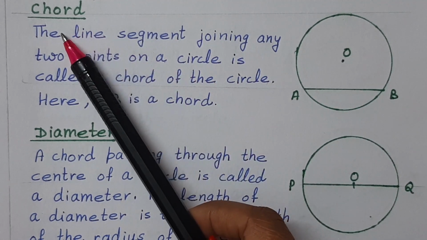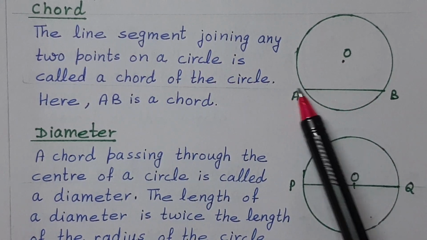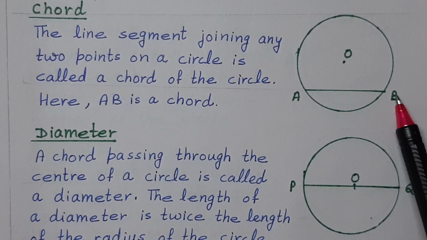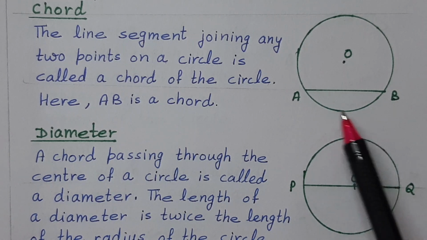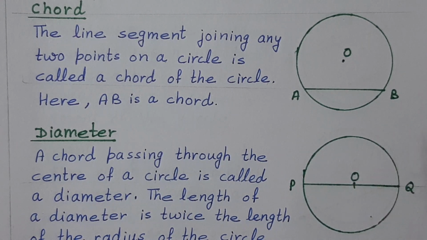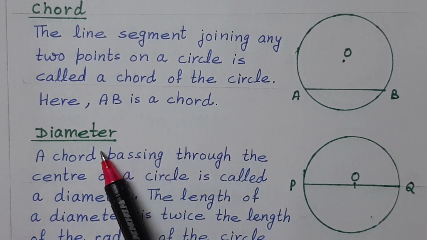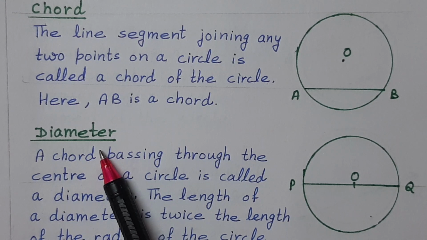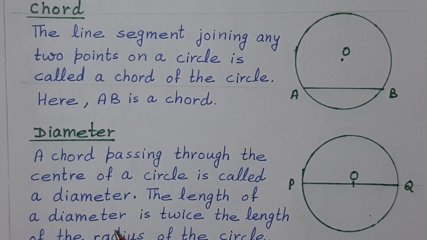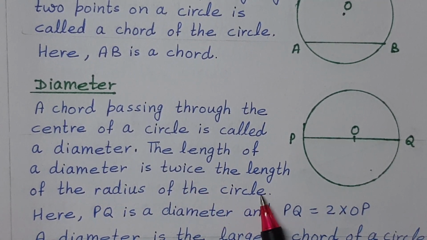So, here the first term is chord. The line segment joining any 2 points on a circle is called a chord of a circle. Now students, here AB is the chord of a circle, and the longest chord passing through the center of the circle is called the diameter. Clear? So, the length of the diameter is twice the length of the radius. Clear?